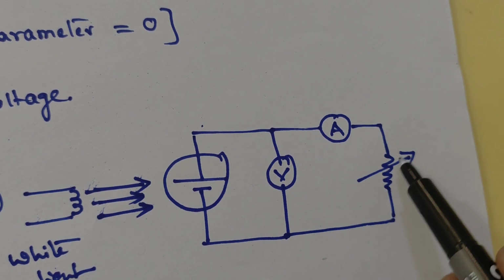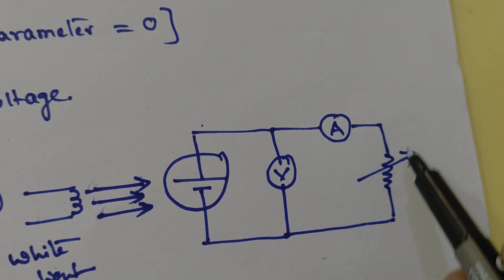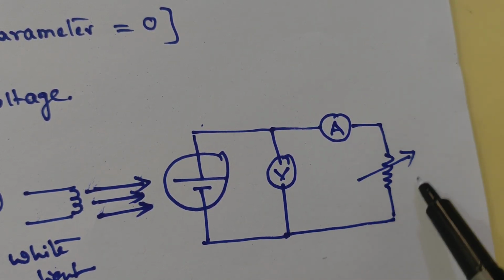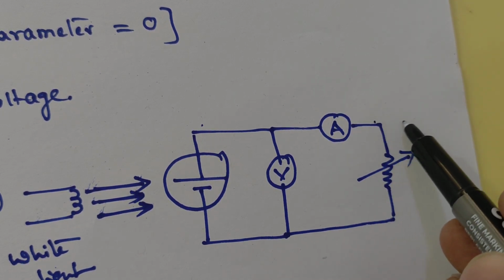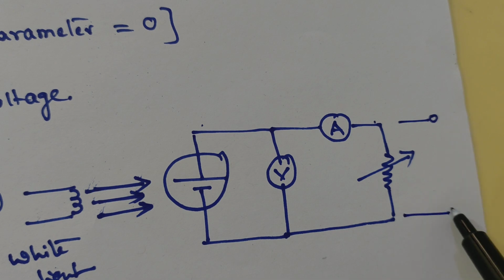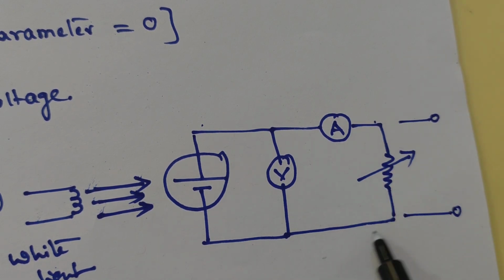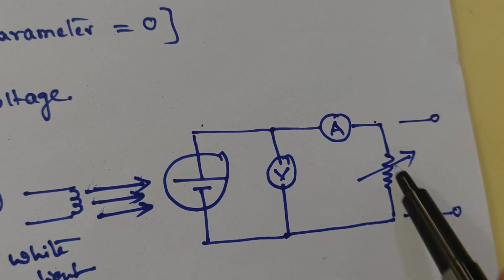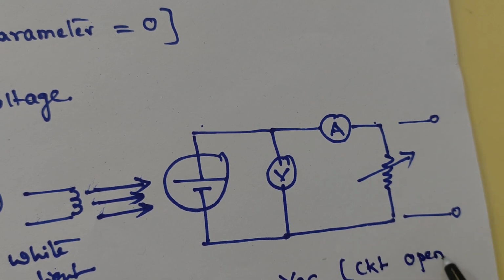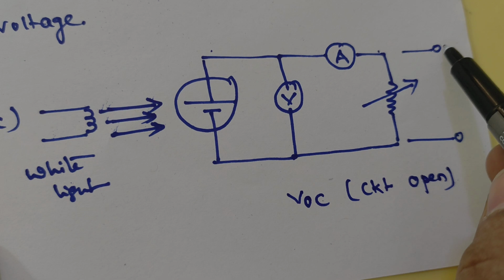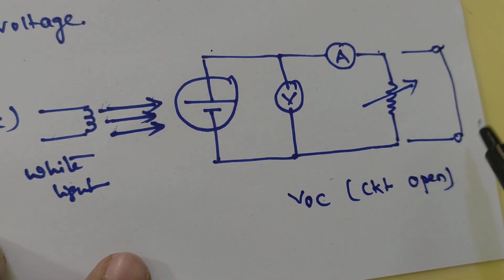So here, for example, without the variable resistor, these two connections are open. There is no possibility for the charge carriers to move from one side to the other. Then the voltage is maximum and the current is 0. That is taken as the open circuit voltage. The circuit is open. But what happens if it is connected with a metallic wire without any resistor?